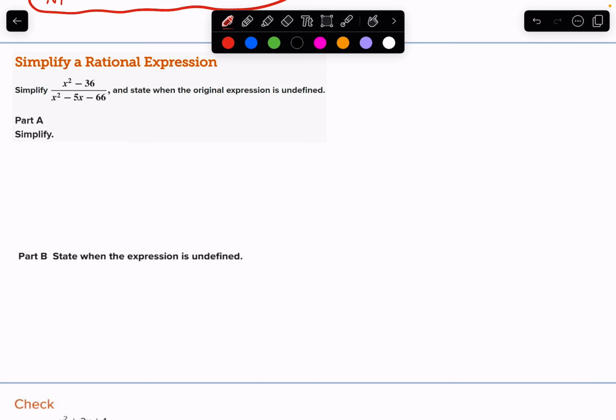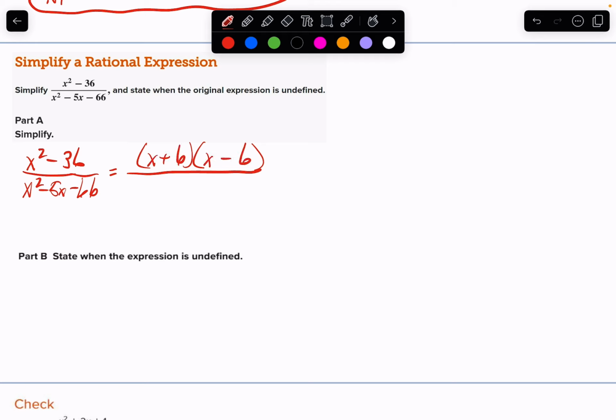So let's try another one. We need to simplify x squared minus 36 over x squared minus 5x minus 66. So I'm going to factor that apart. The top one is a difference of squares, so I know that pattern. Square root of the first one in each, square root of the second one in each. One's plus, one's minus. You can also think of that as x squared plus 0x minus 36.